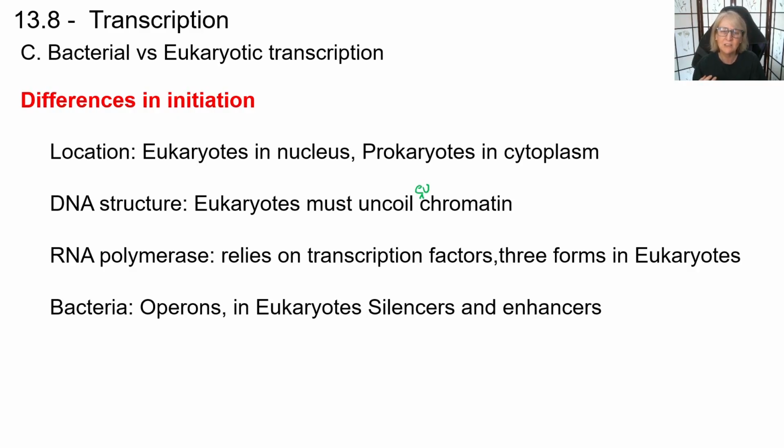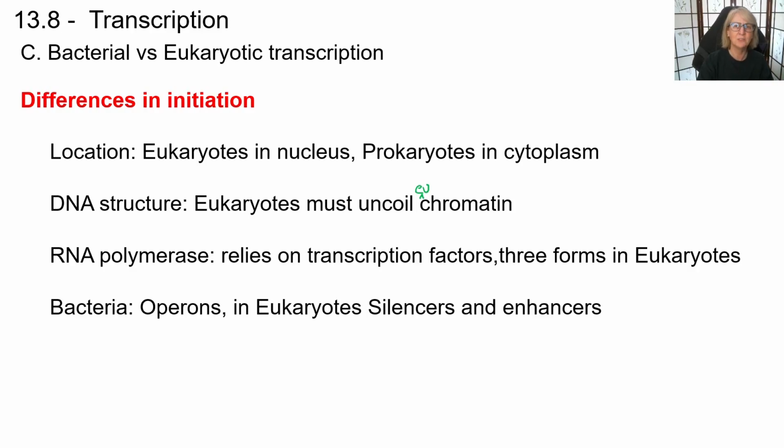RNA polymerase actually relies on a whole bunch of different transcription factors in eukaryotes. I'm going to give you some highlights of them, but things that help transcription proceed or don't allow transcription to proceed. We don't have things like operons. We're not turning things on and off with a switch.